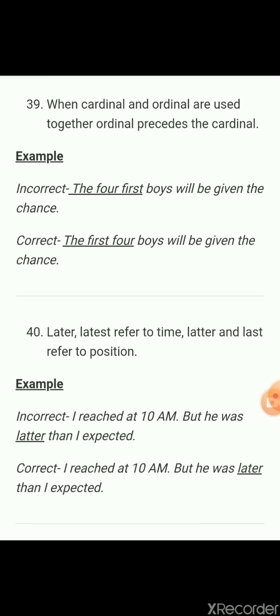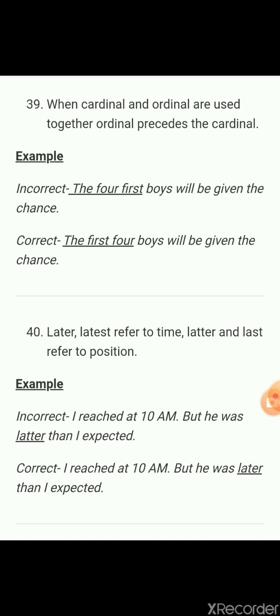Rule number 40: later and latest refer to time, and later and last refer to position. Again, I am repeating, later and latest always refer to time. Latest, you know, the latest design; later, after some time, it's always related to the time zone. And later and last refer to position, location, okay.